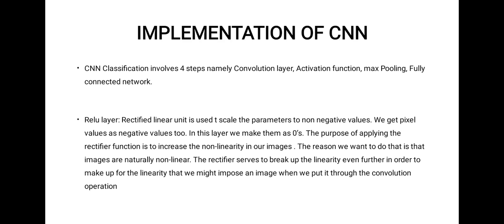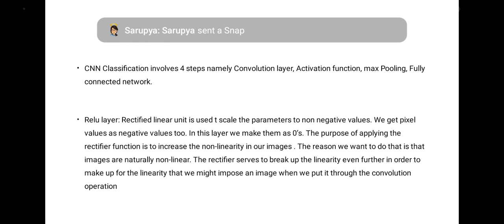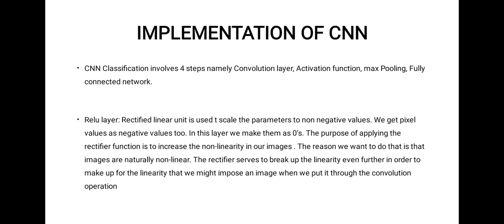CNN classifiers have four steps, namely convolution layer, activation function, max pooling, and fully connected network. Here we use a ReLU layer. The rectified linear unit is used to scale the parameters to non-negative values. We get pixel values that are negative too, and in this layer, we make them zeros.